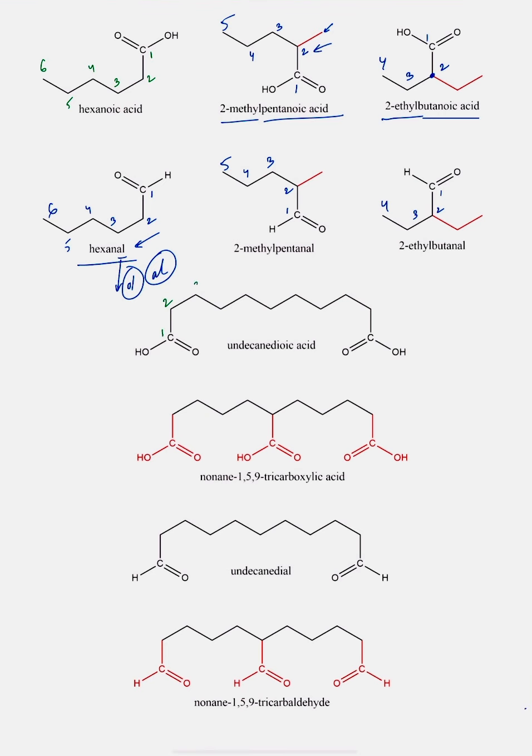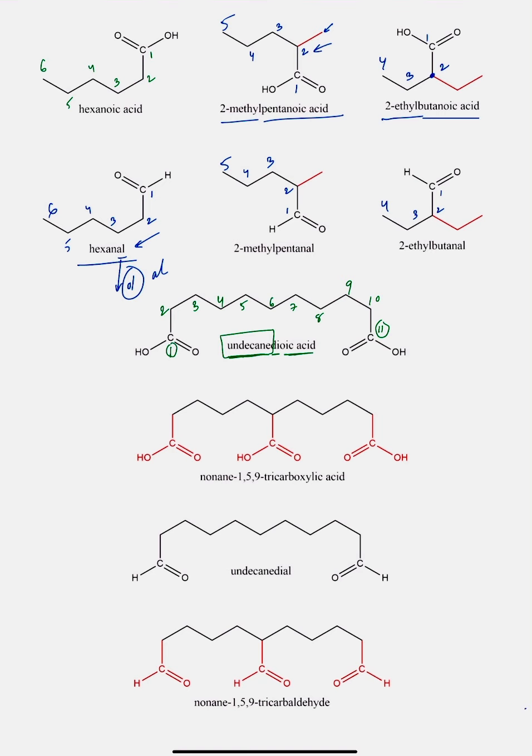you start numbering it: 1, 2, 3, 4, 5, 6, 7, 8, 9, 10, 11. You have 11 carbons in total. If you start numbering from one carbonyl carbon and end your numbering at the other carbonyl carbon, that's why it's undecane, and because it has two acid groups, it's called dioic acid. If it has only one acid group, it's called just an oic acid, but it has two, that's why it's called dioic acid. Now in this case, you have to consider the carbonyl carbons while numbering and giving the name to the parent chain.